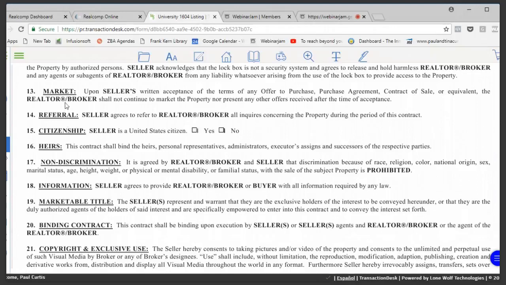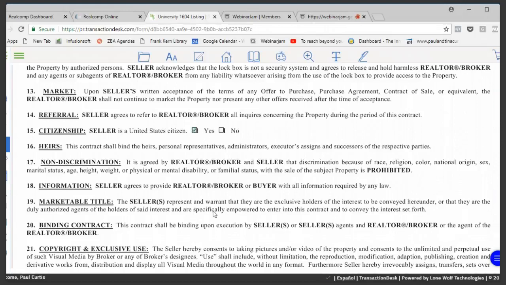Let's see, market. This is letting them know that once we have an accepted purchase agreement, we're not marketing this house for sale anymore. We're taking it off the market, marking it as pending. Referral. This is letting your seller know that if somebody knocks on their door and says, hey, I see you're selling your house, the seller's already agreed to say, yes, I am. Call my real estate agent. They're negotiating a sale for me.